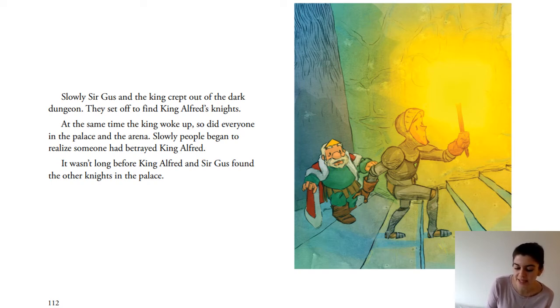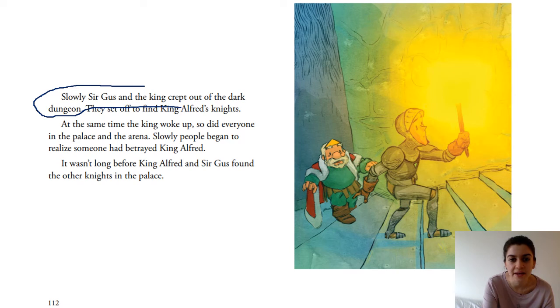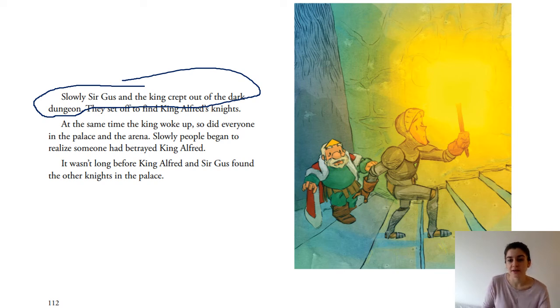On this page, what text evidence can you find that shows that Sir Gus and King Alfred felt unsafe? Take a second to find that text evidence. Take a look at the first paragraph. It says, "Slowly Sir Gus and the king crept out of the dark dungeon." This is good text evidence for this question because you wouldn't creep if you felt safe. If you felt safe, you'd just walk out. But they were creeping. They were moving slowly and carefully, trying really hard not to get caught.